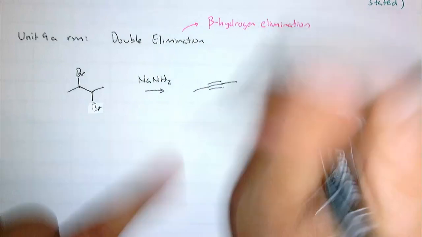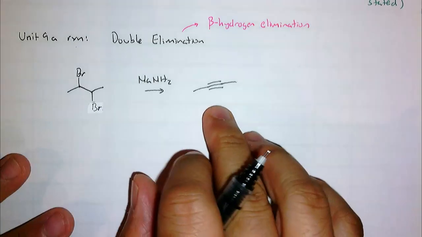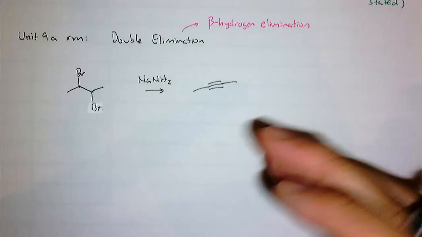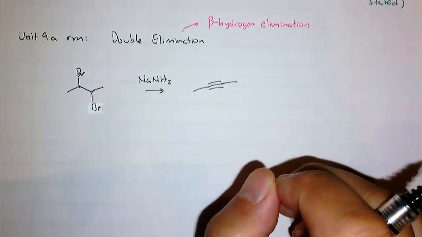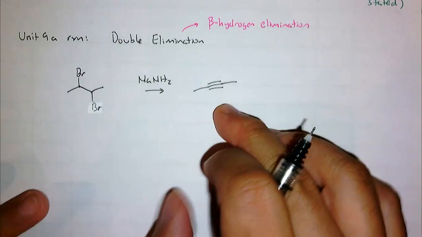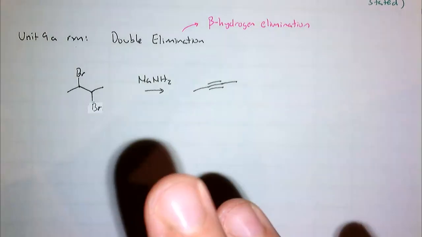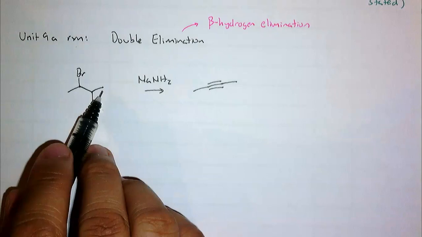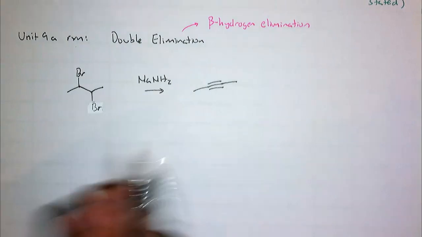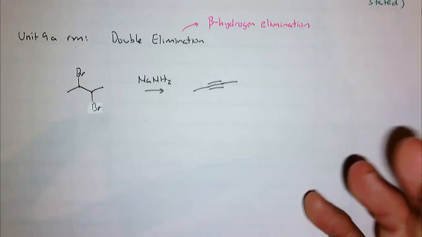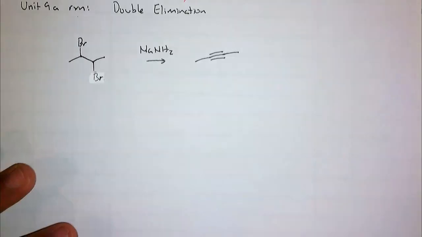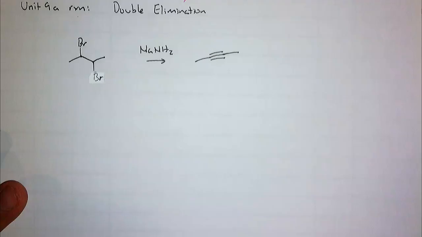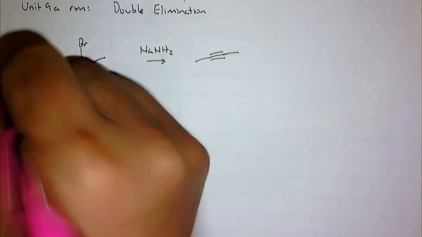and as we go through the mechanism, I'm going to give you a couple of notes to help you understand why this happens, because it's actually not that obvious, because we have actually multiple beta hydrogens. Why couldn't we have made two double bonds instead of one triple bond? You'll see what I mean in just a bit. Mechanism.